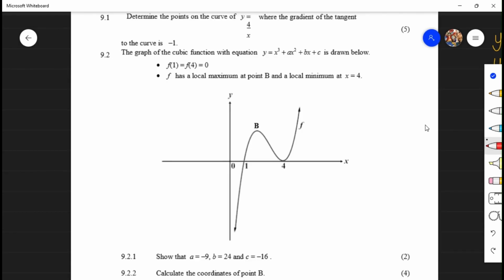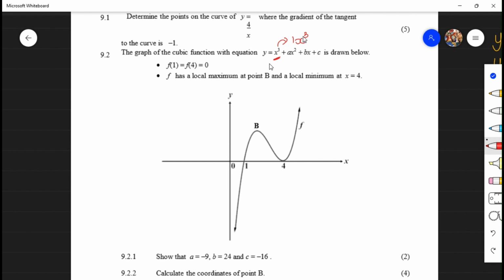Question 9.2. The graph of the cubic function with equation y equals x cubed plus ax squared plus bx plus c is drawn below. Something important to take note of is that the coefficient of x cubed is 1. That is 1x cubed. So the coefficient of x cubed is known, whereas the coefficient of x squared and x are unknown, and the constant c is also unknown. Now, this will become important later on when we try to find the values of a, b, and c.